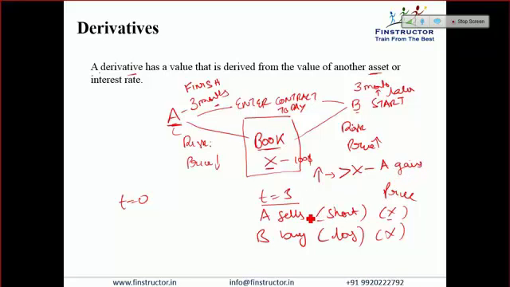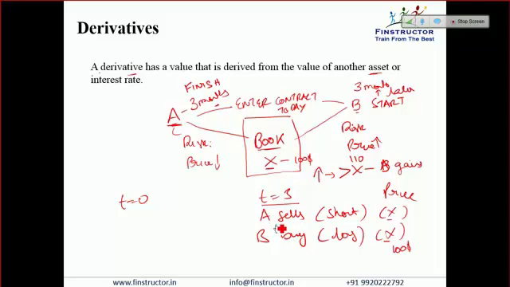My apologies, A would have lost or B would have gained from the contract, because B contractually has the right and he will buy it for X, whereas the current price of the book is greater than X. So he will buy at $100, whereas the price of the book has gone up to $110, so he gains $10 from this contract because he entered the contract to buy.